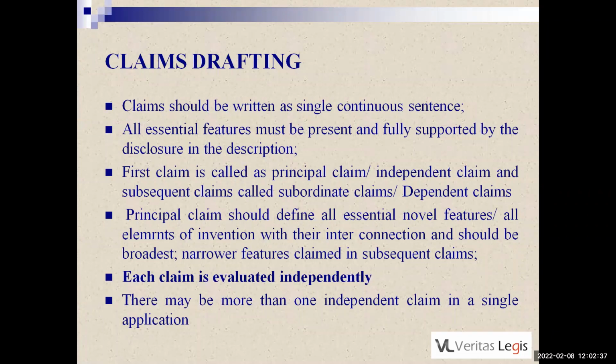It is covering the portions, the components that are present in our body, everything that is present. But the subsequent claims are dependent on it. That is, subordinate claims. So the principal claim, that is the first claim, should define all the essential novel features, all the elements of the invention with their interconnection, and should be broadest. The broadest is the first claim, and then all the narrow features are present in the subsequent claims. But when the examiner is evaluating your claim, each claim is evaluated independently.